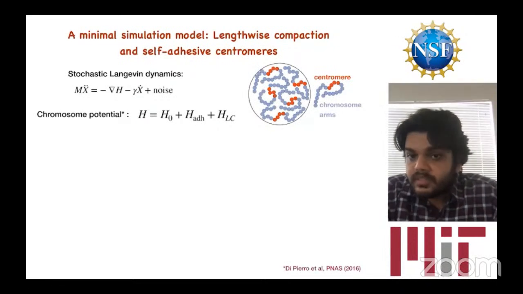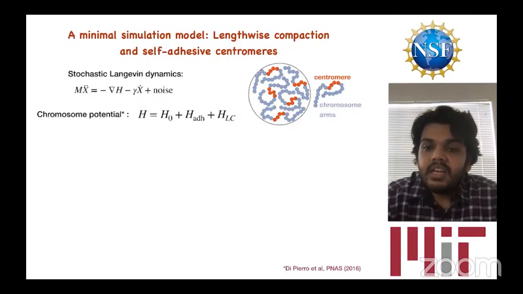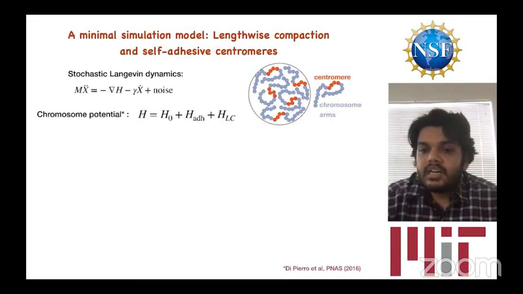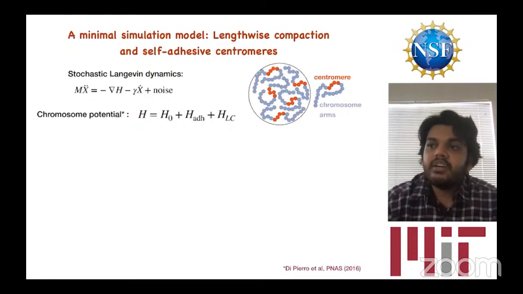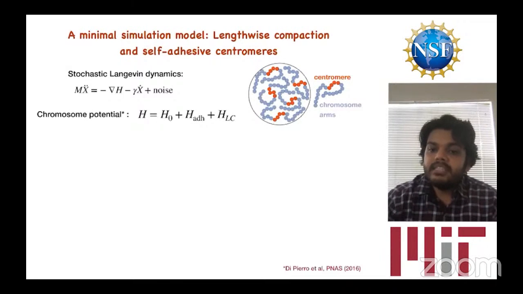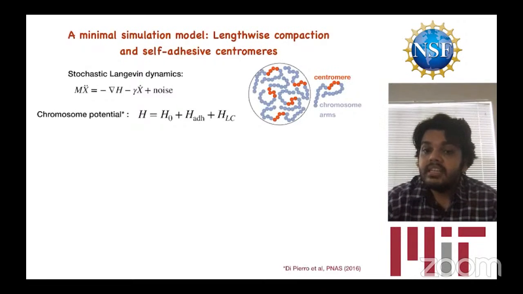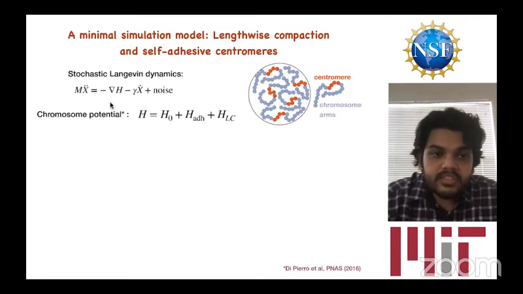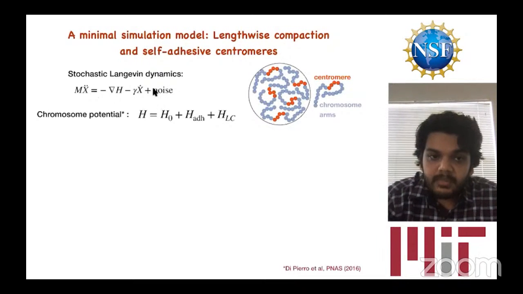We have 10 chromosomes inside a confined volume, and our chromosomes are a series of connected monomers or beads, where each bead roughly corresponds to anywhere from 10 to 100 kilobase of chromatin. So these beads, you can think of them as one domain or a couple of beads forming a domain. And in the chromosome, you have a centromere at the middle, and the centromeres represent heterochromatin that can self-adhere. They like to stick to each other. And each of these monomers or beads undergoes stochastic Langevin dynamics with some thermal noise.